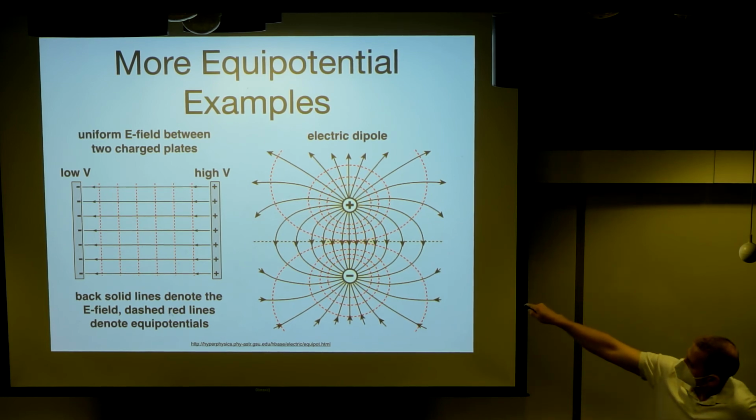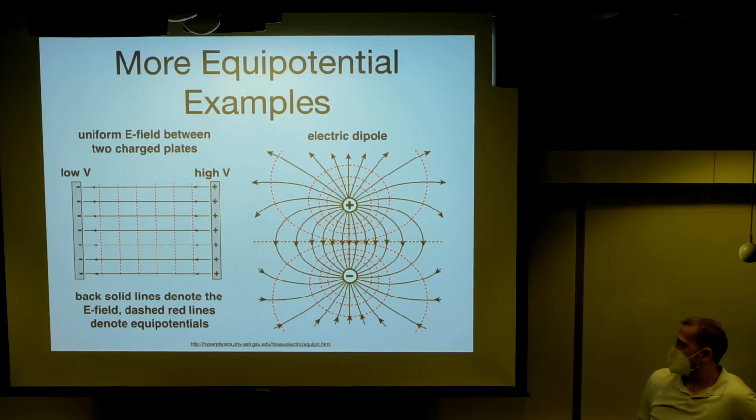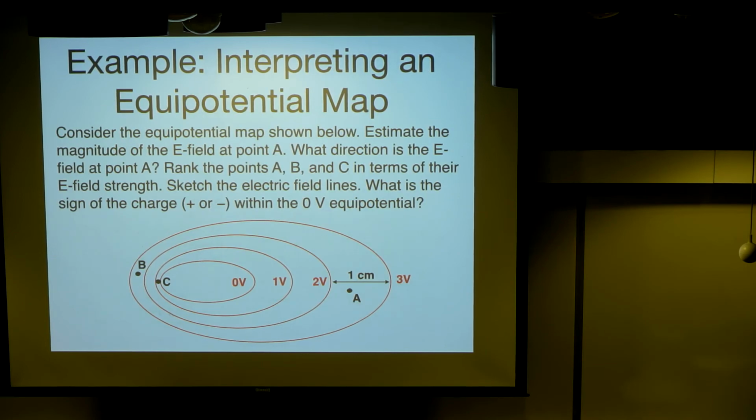So again, with black lines, we're showing the E field. With these red dashed lines, we're showing the equipotentials. Okay, and if you do the equipotentials lab, you're going to do an example just like this and an example just like this and map it all out on a piece of paper. All right. Here's another example. Again, I want to make sure this is getting across.